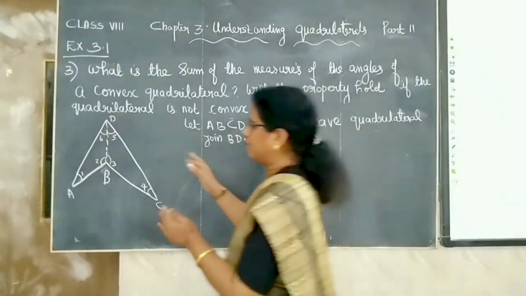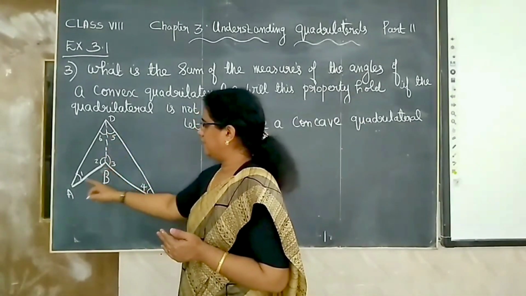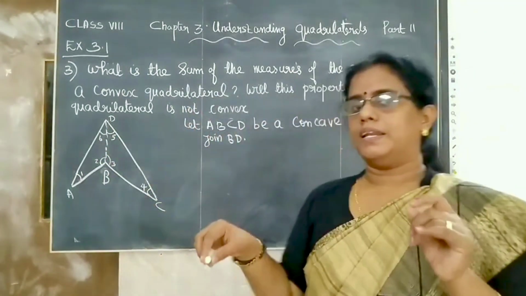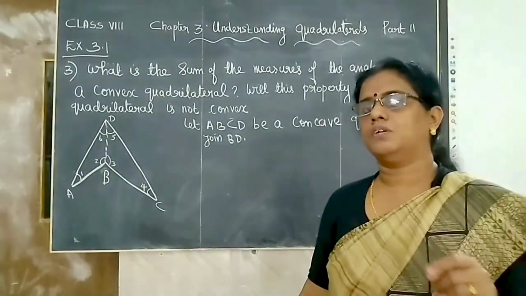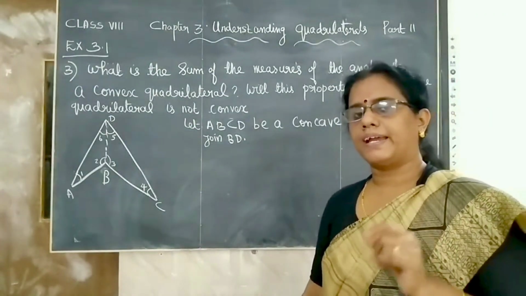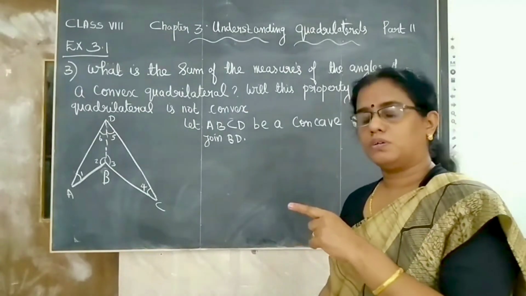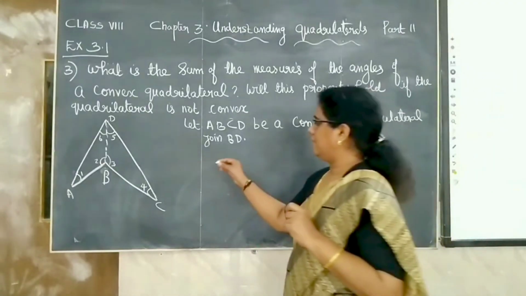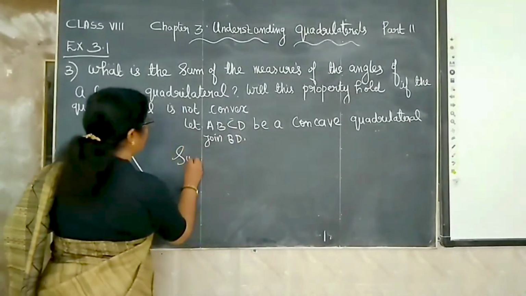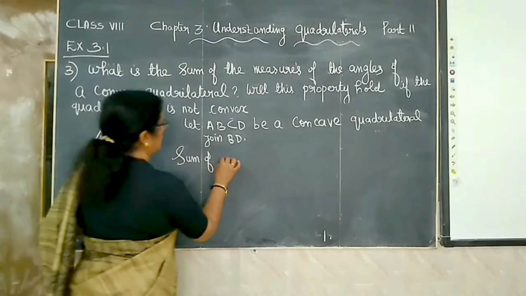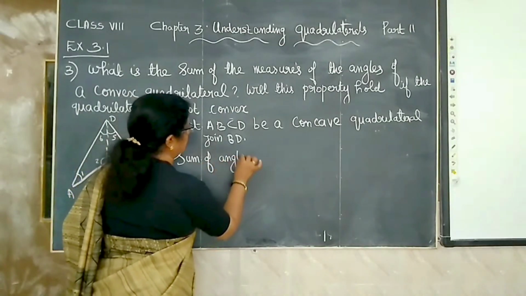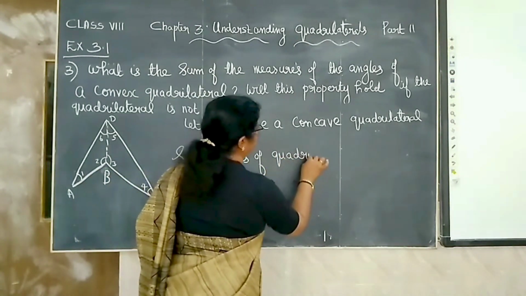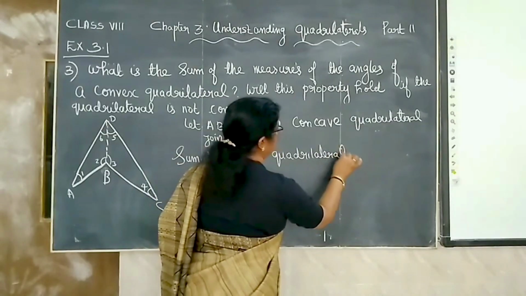Again, this quadrilateral is divided into two triangles. There is one triangle here and one triangle here. Two triangles we got. Now, in this case also, we have to check what will be the sum of the four angles in a concave quadrilateral. Not convex means concave quadrilateral. So, again here we will take the sum of the angles of quadrilateral ABCD.